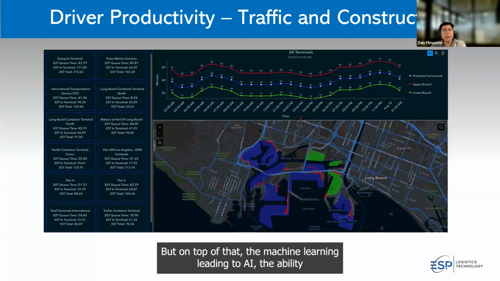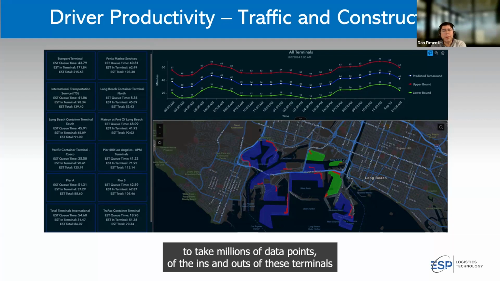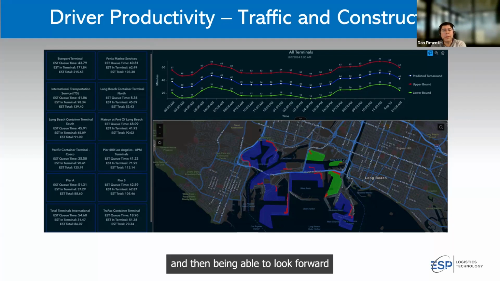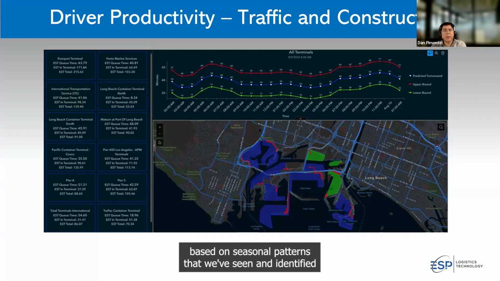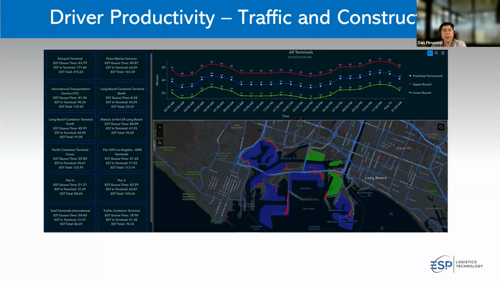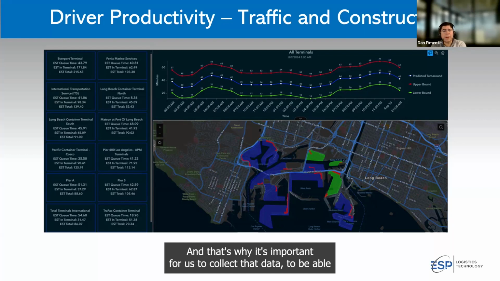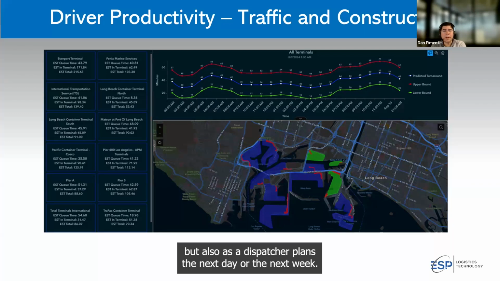But on top of that, the machine learning leading to AI, the ability to take millions of data points of the ins and outs of these terminals, and then being able to look forward and say, this is what we think is going to happen rest of day, tomorrow, next week, next month, and then certain months of the year based on seasonal patterns that we've seen and identified through the history of data we've collected, right? And that's why it's important for us to collect that data to be able to run those analytics and then help to drive productivity, not only in the moment and making decisions in real time, but also as that dispatcher plans the next day or the next week.